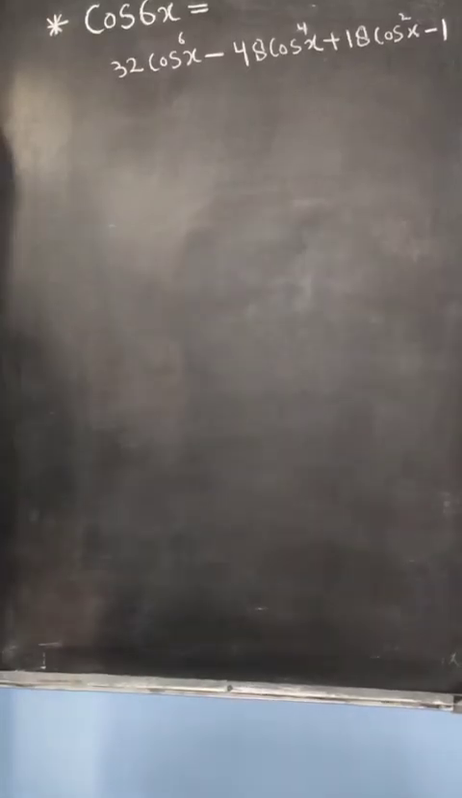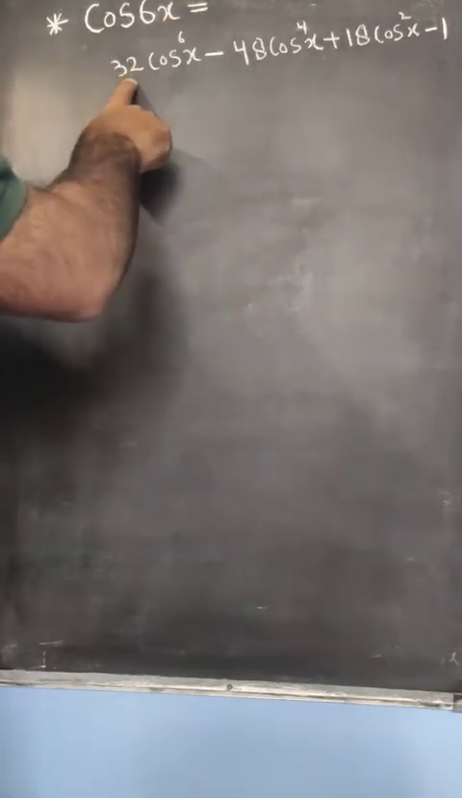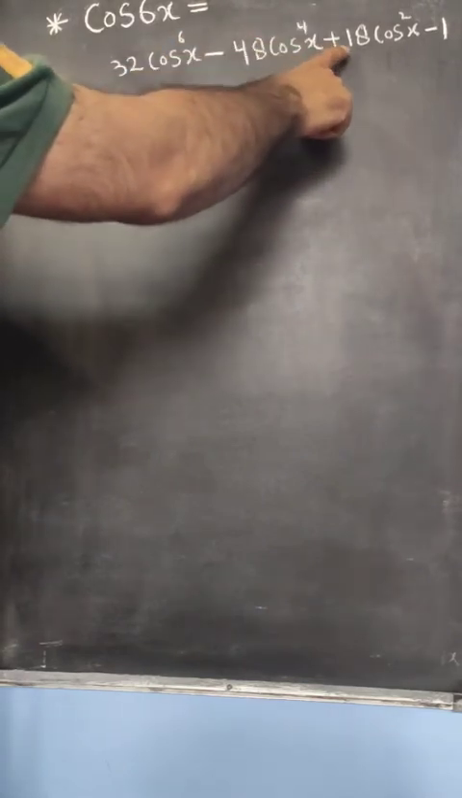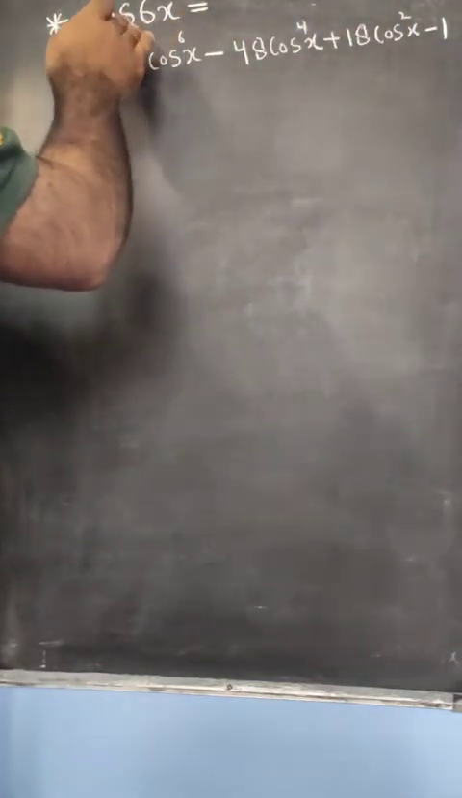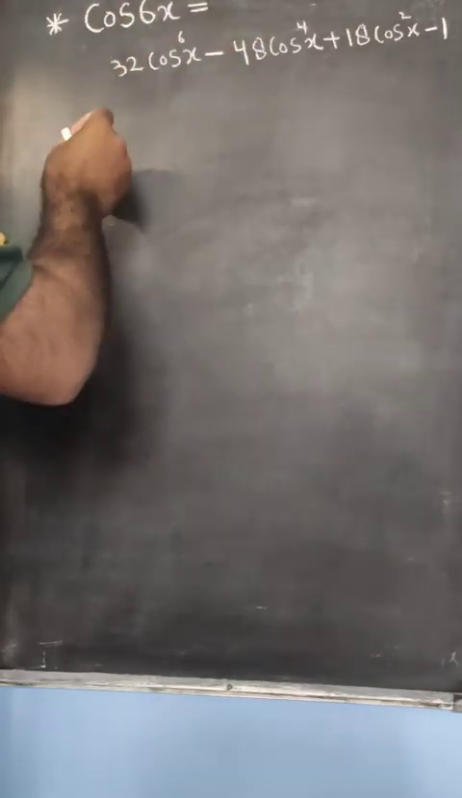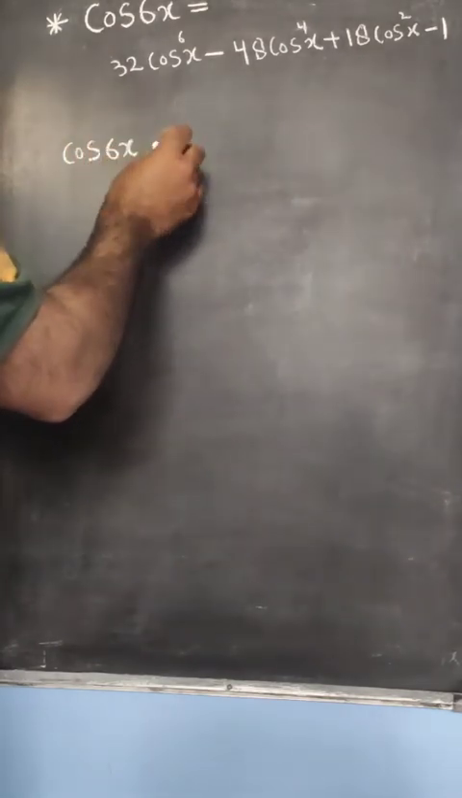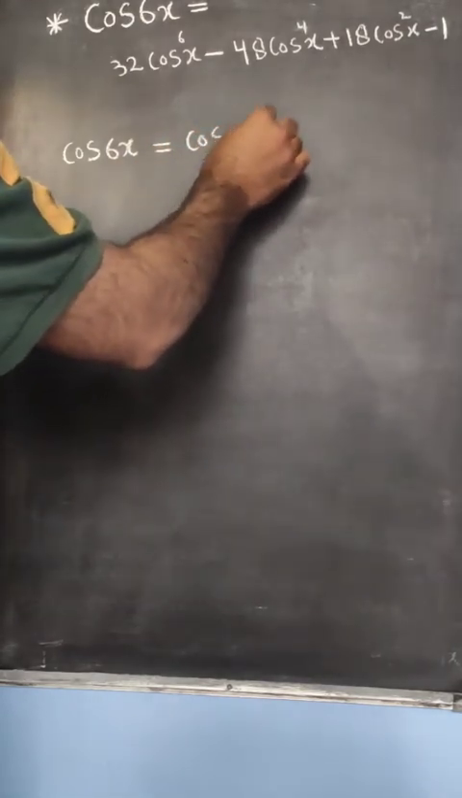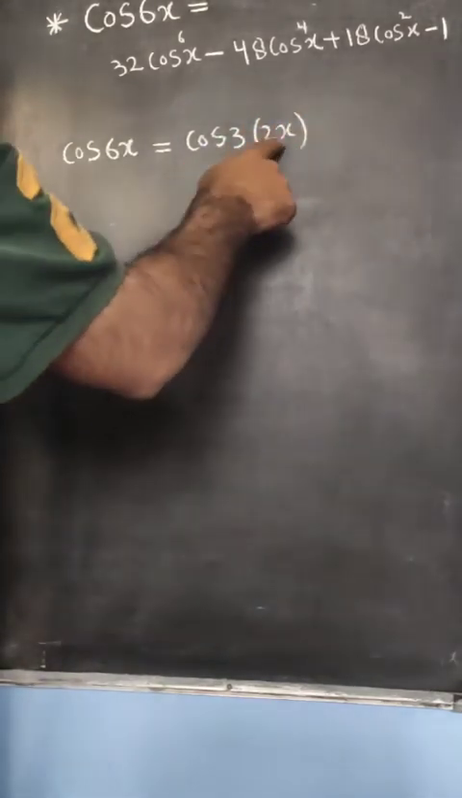Now let us take one more question. In this question, we have to prove cosine of 6x is equal to 32 cosine raised to power 6 x minus 48 cosine raised to power 4 x plus 18 cosine square x minus 1. Now we will take this LHS and we will prove this LHS is equal to RHS. Now in LHS we have cosine 6x. We can write this as cosine 3 into 2x, that is cosine 6x.